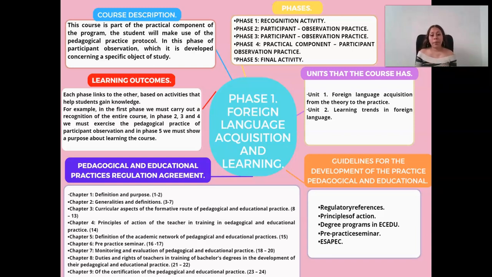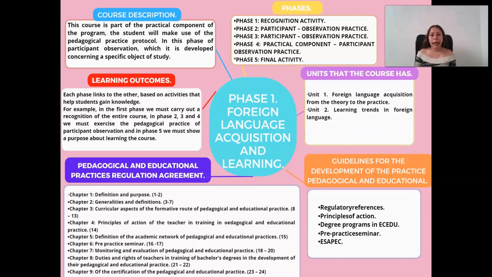Okay, pre-practice seminar. The pre-practice seminar is to understand and explore new strategies, with the planning by the teacher in training in pedagogical and educational practice in scenarios. Okay, it's very important. The pre-practice seminar is very important in this course.